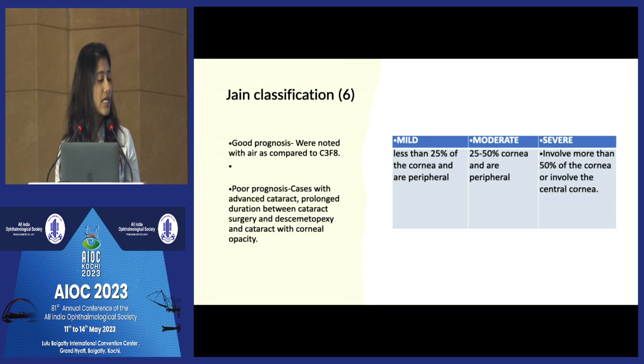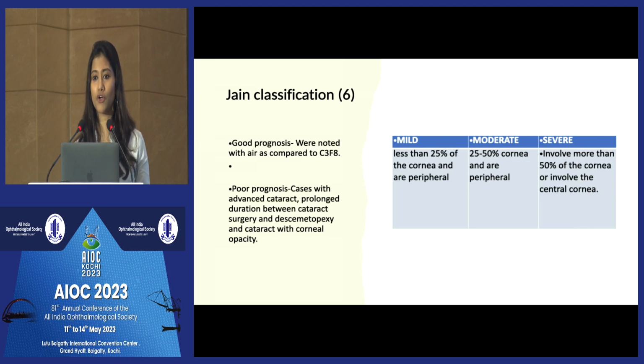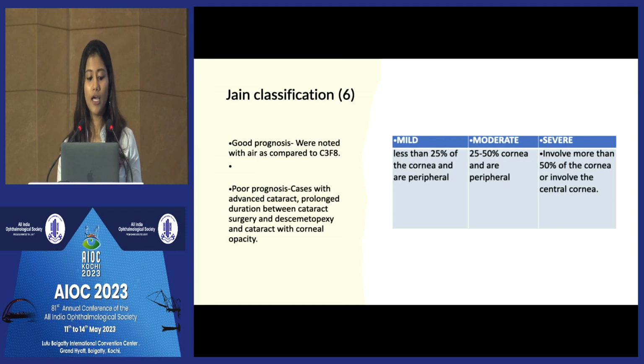Next is the Jane's classification. Jane's classification is divided into mild, moderate, and severe. That is less than 25% of the cornea, from 25 to 50%, and more than 50% of the cornea. Good prognosis was observed in cases of air compared to C3F8, and poorer prognosis was seen in cases of advanced cataract, prolonged duration between the cataract surgery and any surgical intervention, and cataracts with pre-existing corneal opacities.